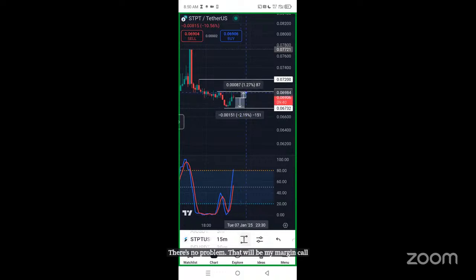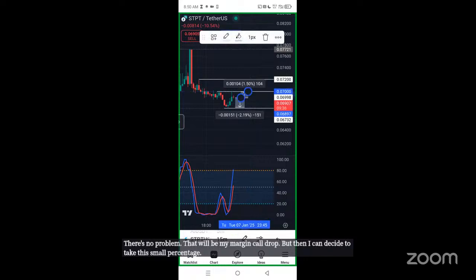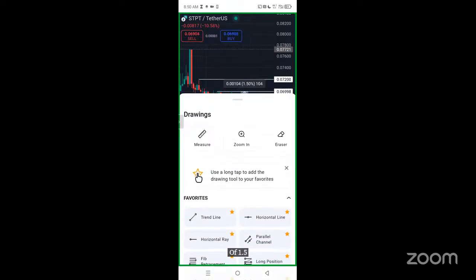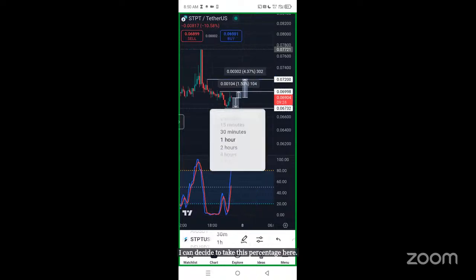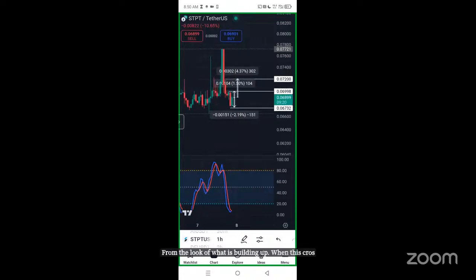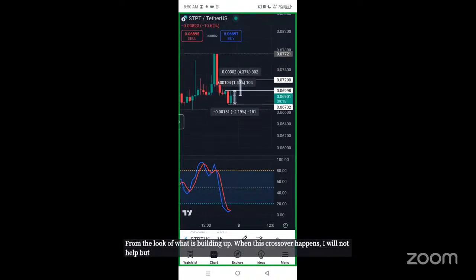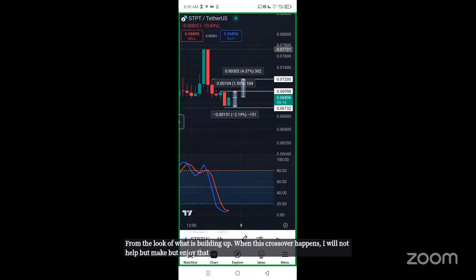But then I can decide to take this small percentage of 1.5, or I can decide to wait and take this from this point. I can decide to take this percentage here, because I know from the look of what is building up, when this crossover happens, I will not help but enjoy that percentage. It will have to come to pass.